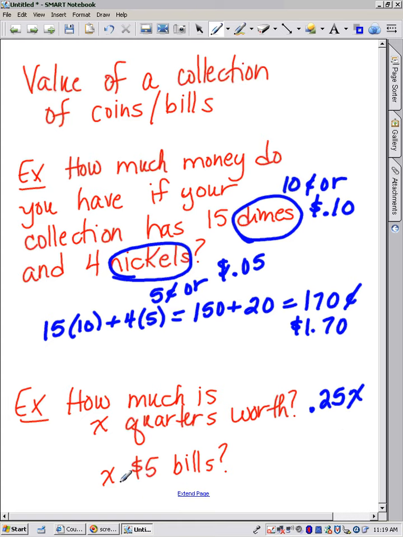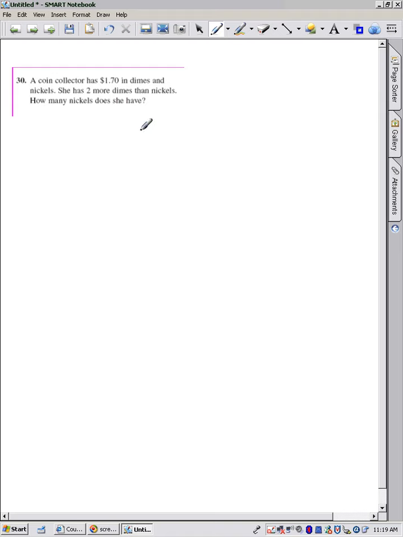Now what about how much is x $5 bills worth? Well, here again, I have to multiply the value of a $5 bill, which is $5, times the number that I have. So since it's a dollar amount, we would just say 5x. Now the word problems that you're going to see that deal with this tell you the total of your collection, and you have to find how many coins are in it.